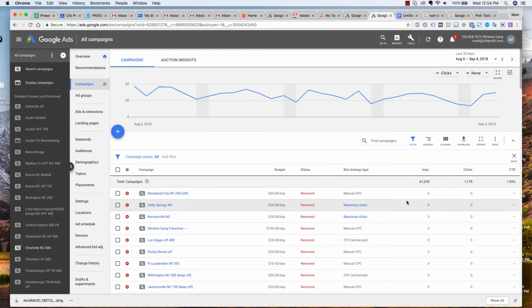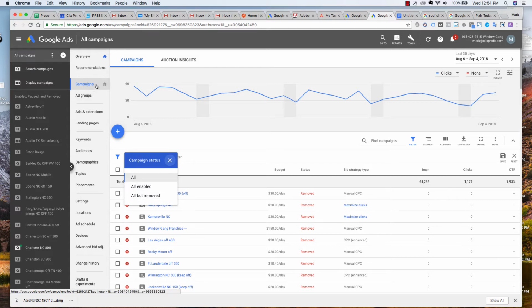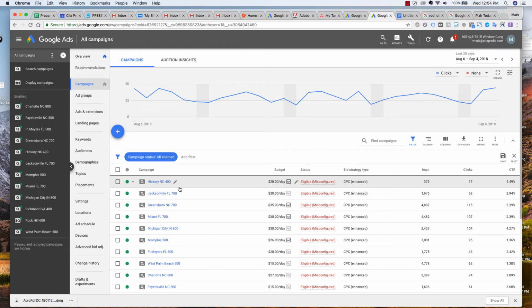Now, I know that you're not seeing anything here. Part of the issue is lots of these campaigns are not running. You see how there's a red X next to them? That means the campaign isn't actually running. So we're going to click up here on status all, and just go to all enabled. Remember, we're in the campaign section. That's just going to show us the campaigns that are currently running.